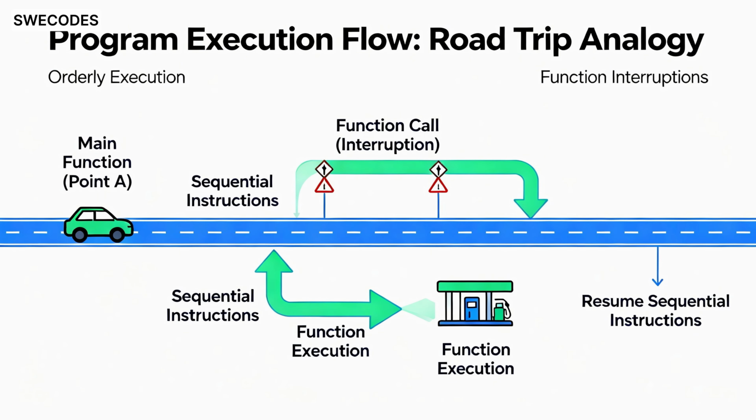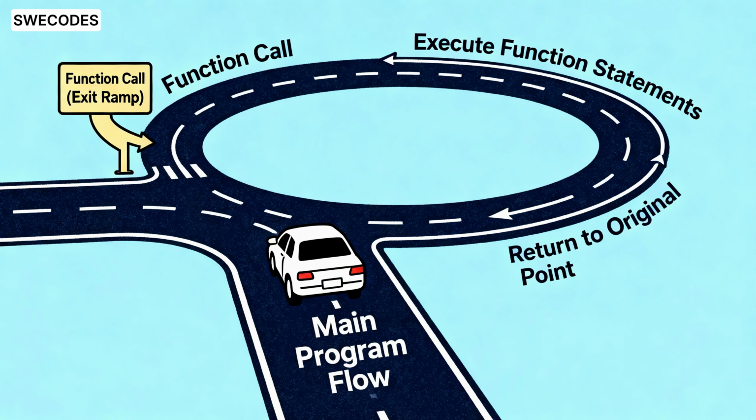Think of your program as a road trip. You start at point A, the main function, and drive straight through. But every time your code calls a function, it's like taking an exit ramp. The program temporarily jumps to that new route, the function, executes every statement inside it, and then returns to the exact point it left off. So, calling a function isn't just running extra code, it's redirecting the flow.